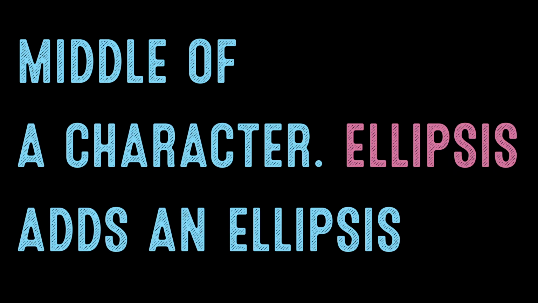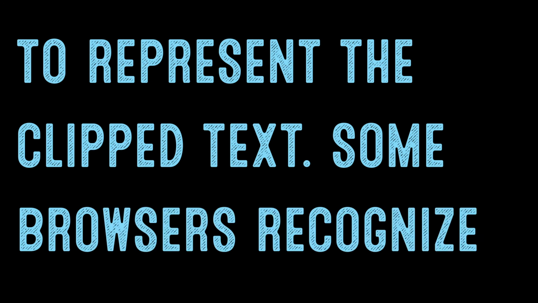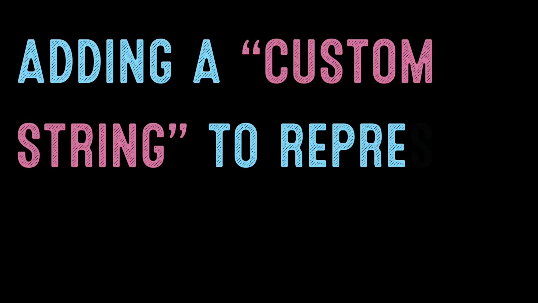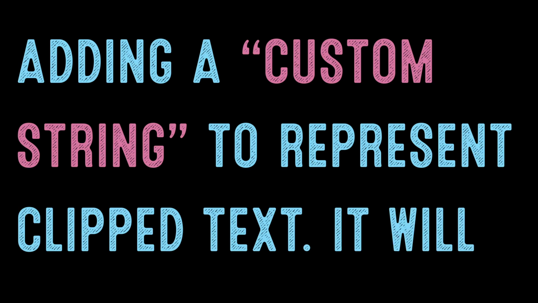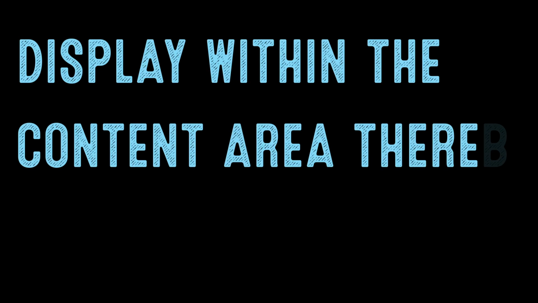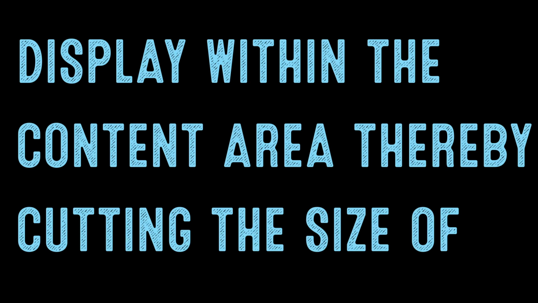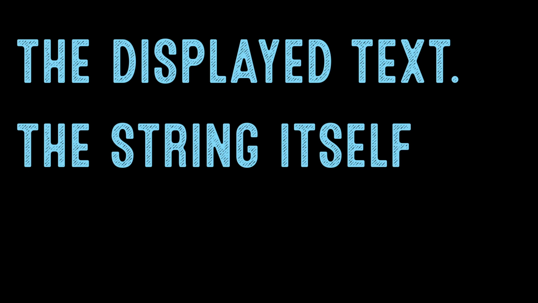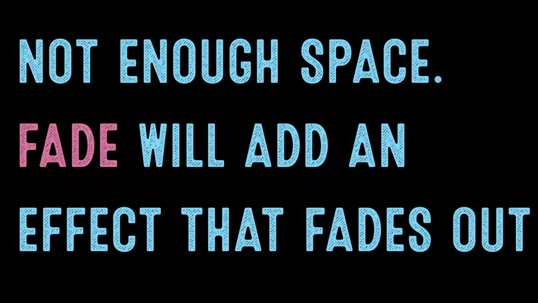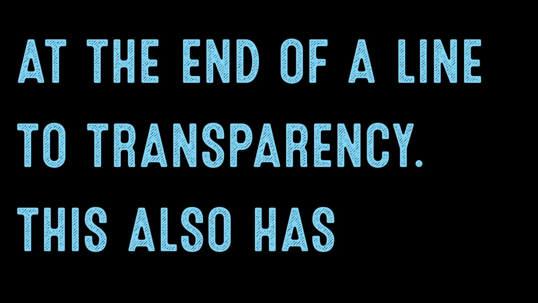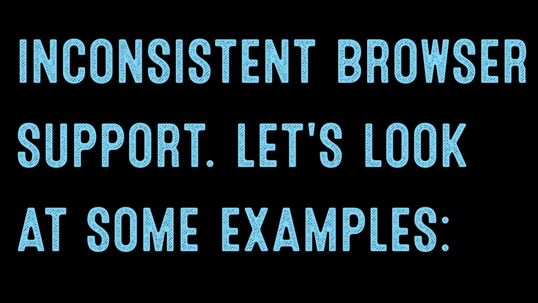Ellipsis adds an ellipsis to represent the clipped text. Some browsers recognize adding a custom string to represent clipped text. It will display within the content area, thereby cutting the size of the displayed text. The string itself can be clipped if there is not enough space. Fade will add an effect that fades out at the end of a line to a transparency. This also has inconsistent browser support. Let's look at some examples.